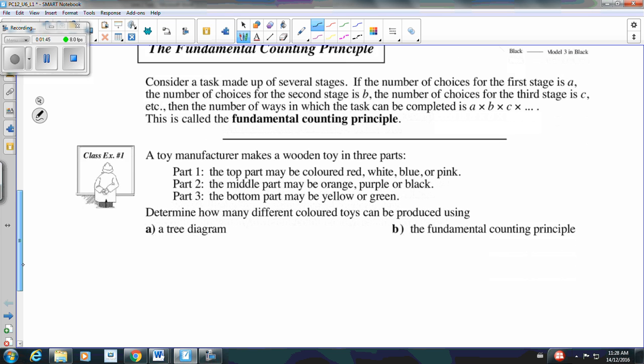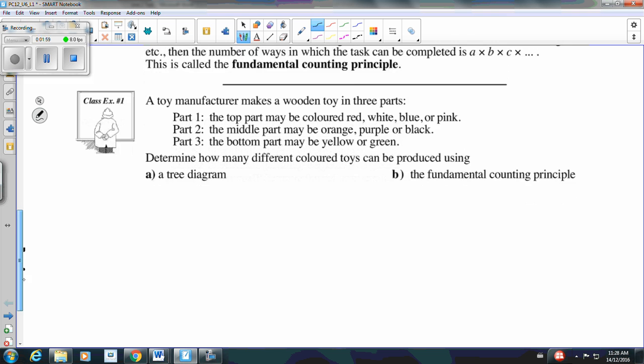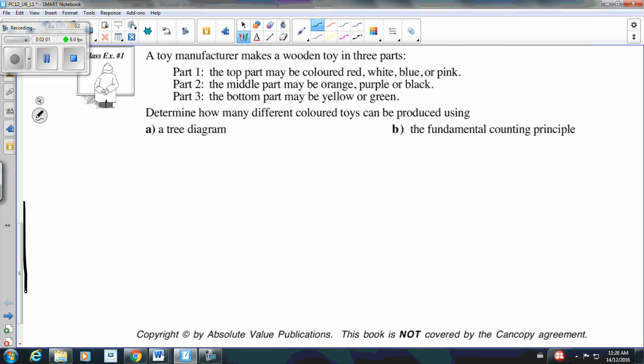So example 1. A toy manufacturer makes a wooden toy in 3 parts. Part A, the top part, may be colored red, white, blue, or pink. Part B, the middle part, may be orange, purple, or black. The bottom part may be yellow or green. Determine how many different colored toys can be produced using a tree diagram.